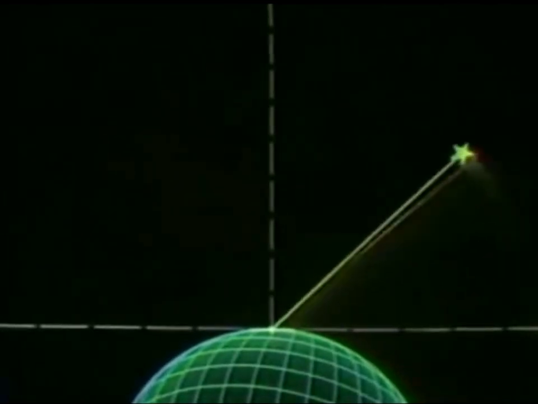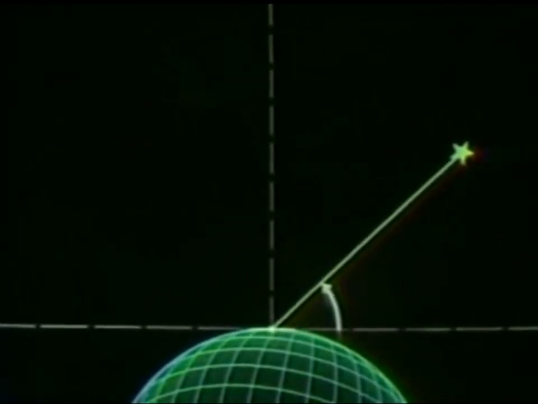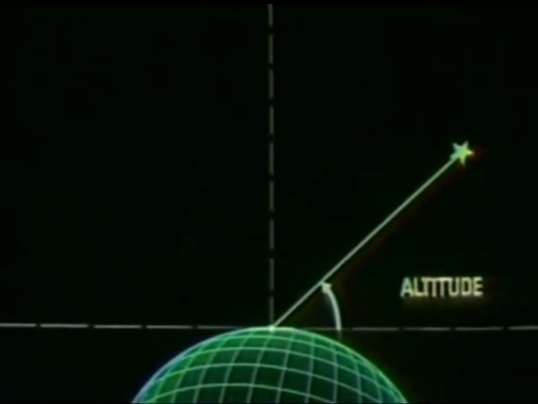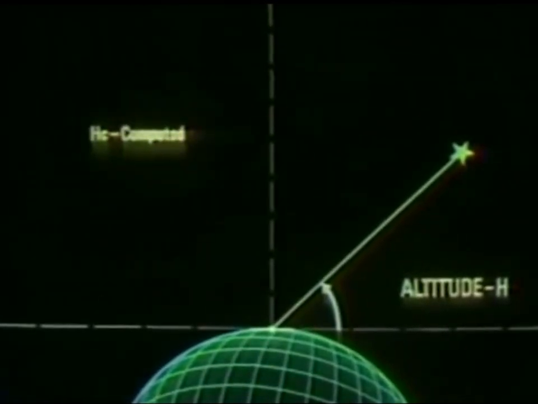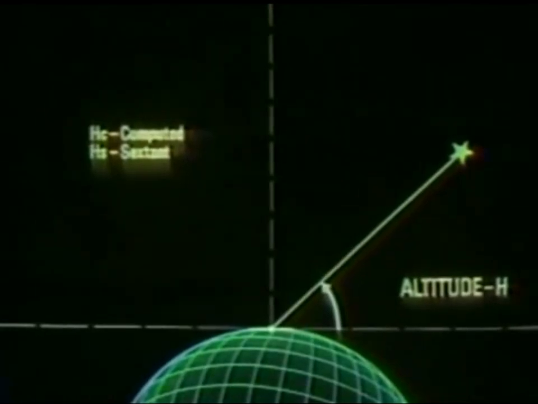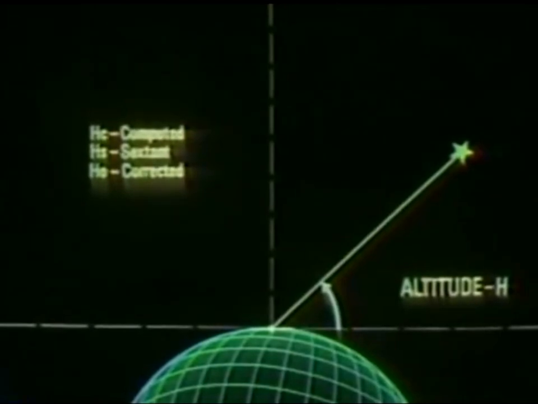Suppose the angle is 0 degrees. The celestial body will appear to be on the celestial horizon. This is just a way of saying that the thickness of the Earth can be disregarded in celestial computations. The measured angle of a celestial body from the celestial horizon is called altitude. It is indicated by the letter H. Altitude, when computed, is called HC. It is called HS when it is sighted through a sextant, and it is called HO when the sextant reading is corrected for instrument and observation error.